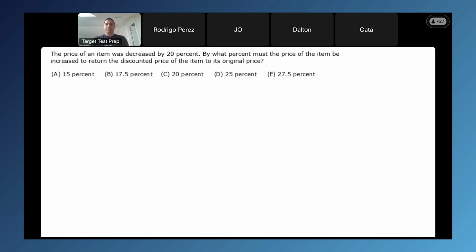All right, so here's the crazy thing. The item is decreased by 20%. You guys agree that that's 4 over 5, right? The decrease of 20%? Yeah. So to bring it back to where it needs to go, you guys agree we just multiply by 5 over 4, correct?